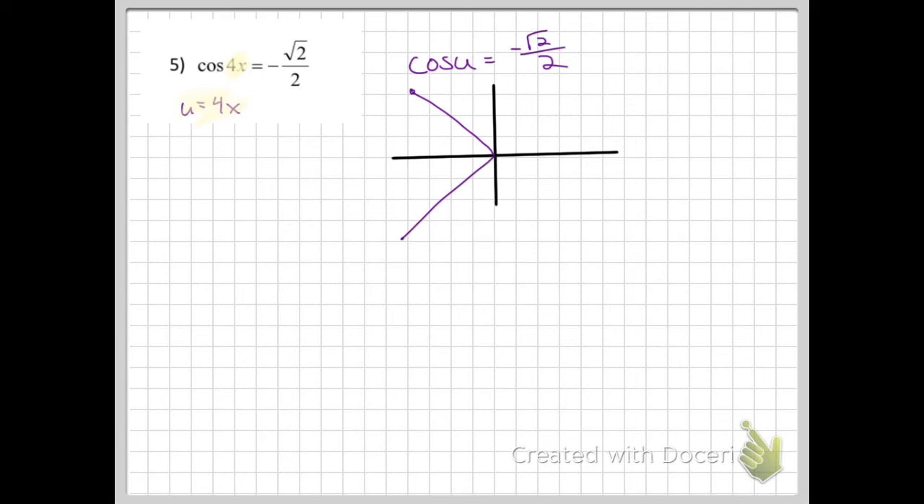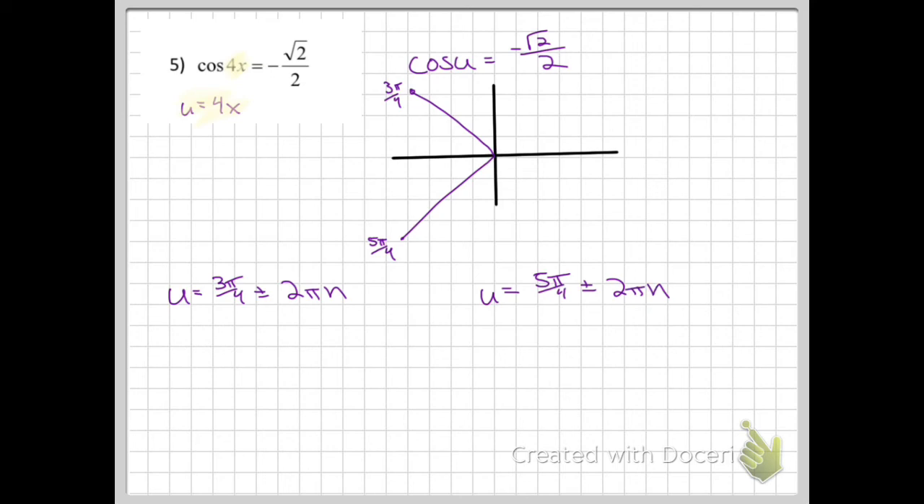Here and here. 3 pi over 4 and 5 pi over 4. And then you see if you can wrap it. These ones don't wrap, right? Clearly, this gap is bigger than this gap. So each one gets written out. So if the problem was u, I would say u equals 3 pi over 4 plus or minus 2 pi n. And I would say u equals 5 pi over 4 plus or minus 2 pi n.